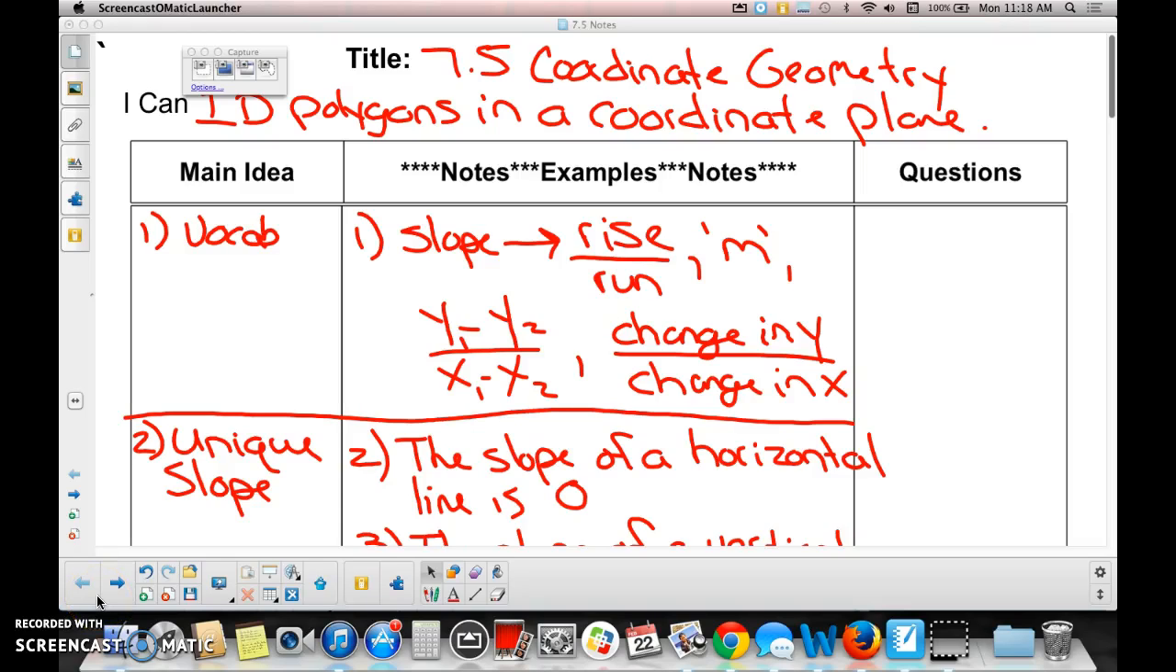So class, today we are doing 7-5 coordinate geometry. The I can statement is: I can identify polygons in a coordinate plane. Matthew, can you call on four different people one at a time to give the definition for slope? Go. Ahmed: Rise over run. Megan: y1 minus y2 over x1 minus x2. Peyton: Changing y over changing x.